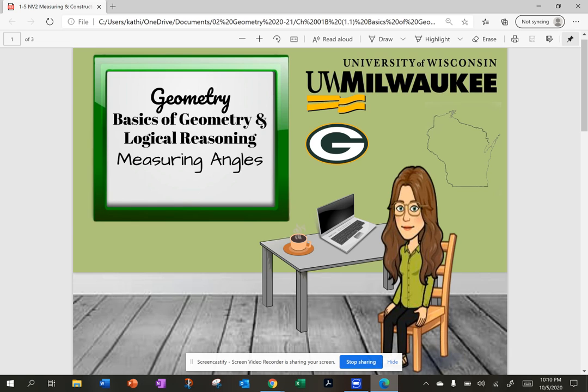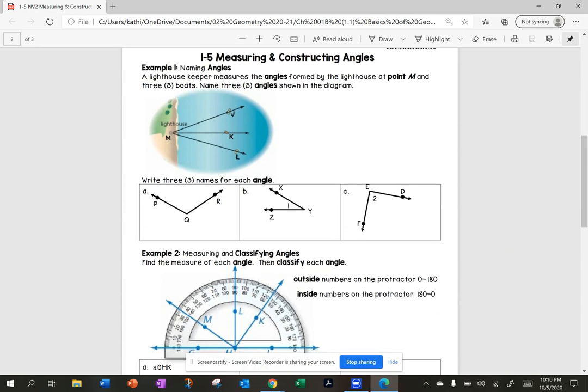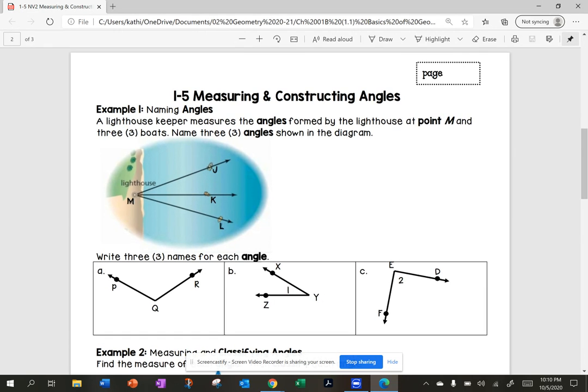Today's lesson is measuring angles. All right, so let's just start out with when we're talking about angles, we have two different symbols that we can use. I can either use the symbol this or the symbol like this. They both mean angle.